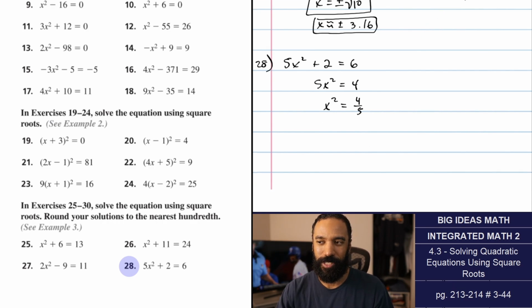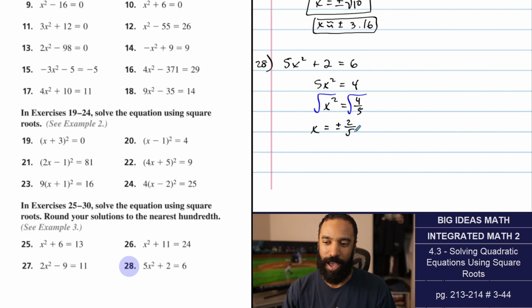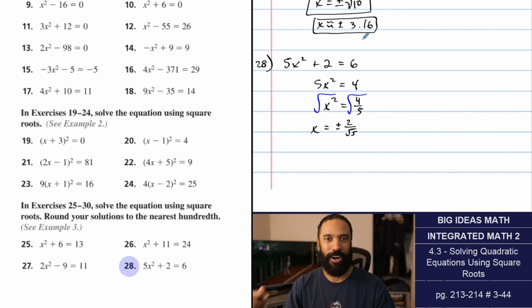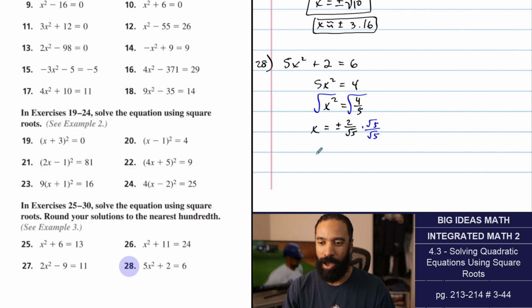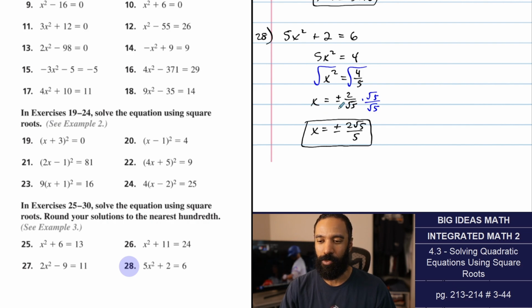Take the square root of both sides. Here's where this comes up. And we get x is plus or minus, the square root of 4 is 2, and the square root of 5 can't be simplified, so we write it like that. However, we have an irrational denominator. Yes, I get to rationalize the denominator, multiply top and bottom by square root of 5. And I know the book's just asking you to round. We'll get there. They do say solve using square roots, and then they say round. So it's plus or minus 2 root 5, all divided by 5.